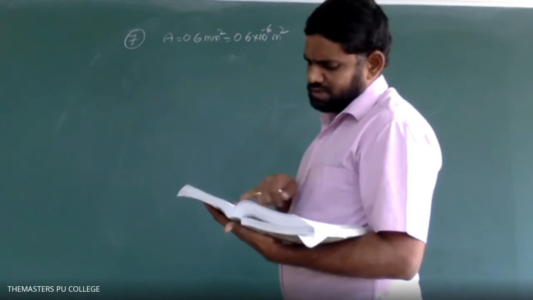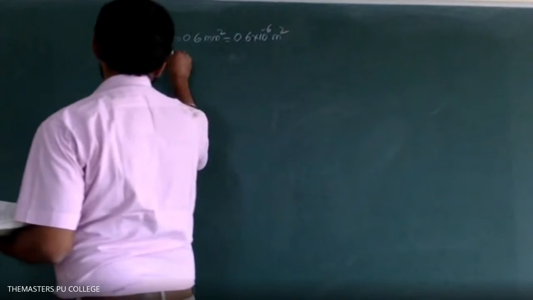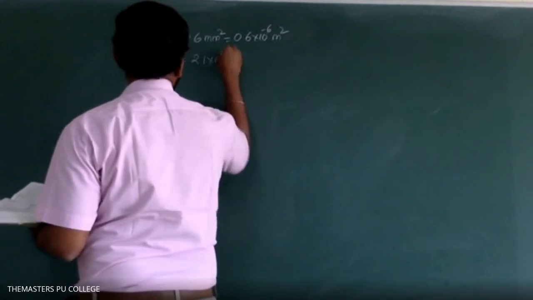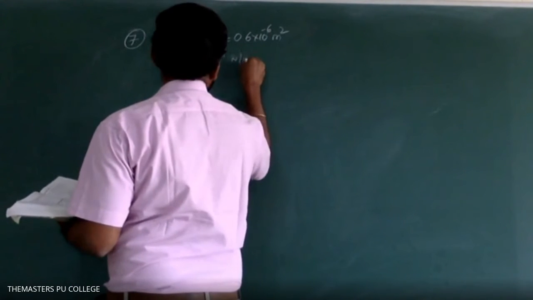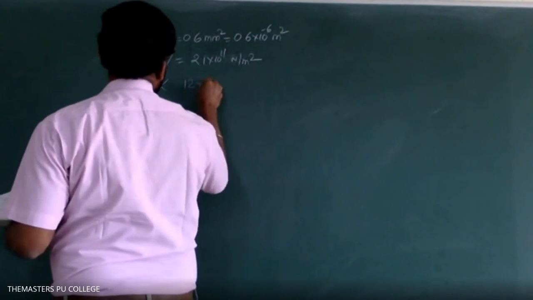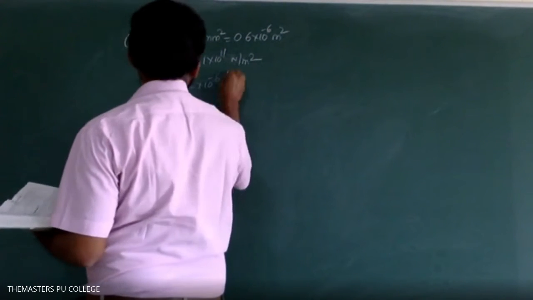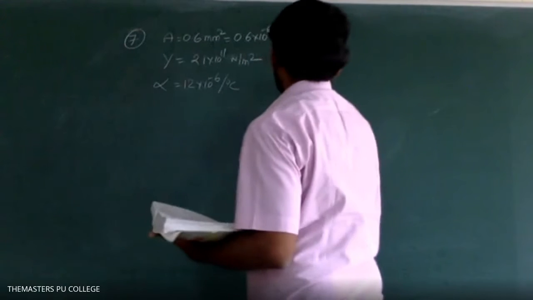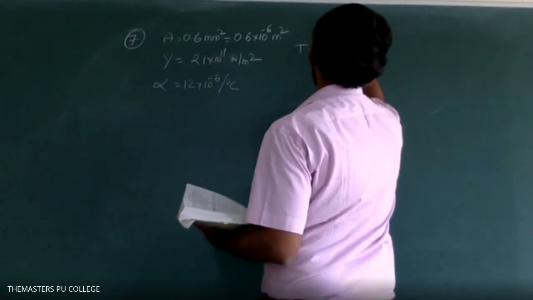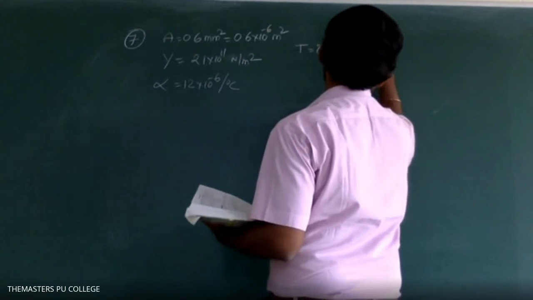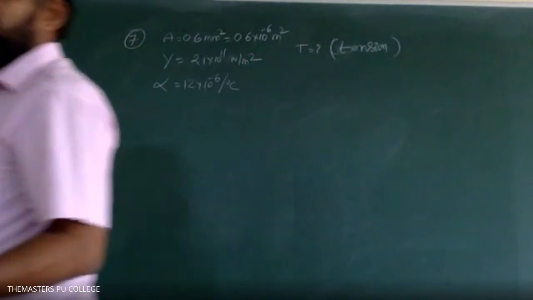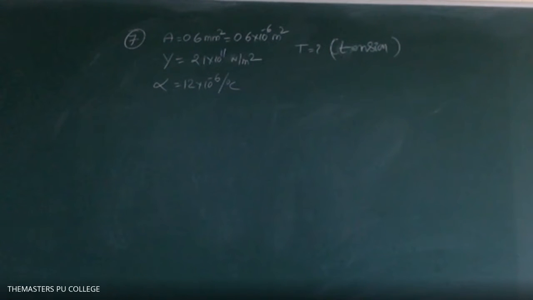They have given the Young's modulus of the steel, Y equals 2.1 into 10 to the power of 11 Newton per meter square, and the alpha value for steel is 12 into 10 to the power of minus 6 per degree centigrade. They are asking, P is equal to how much? P in the sense not time, but tension. Tension is a kind of force.